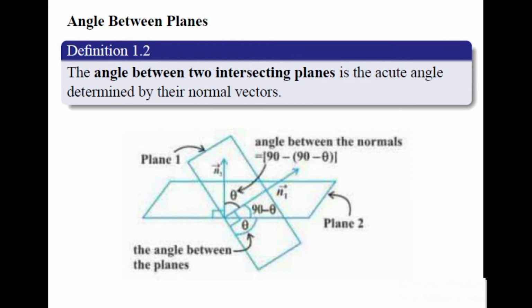Now angle between planes. The angle between two intersecting planes is the acute angle determined by their normal vectors. See, in this figure, this is our plane 1. This vector n1 is a vector perpendicular, or normal, to plane 1. Plane 2 is this one, and it can be seen that this n2 is a normal to the plane. The angle between n1 and n2 is theta here, and this theta is the angle between the planes also.